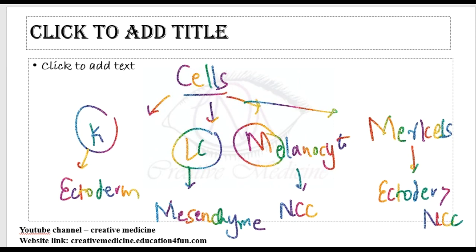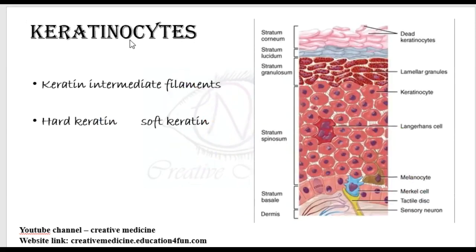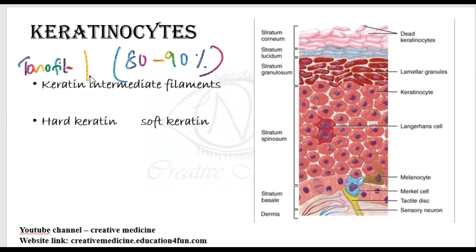First type of cell is keratinocytes. Keratinocytes are seen in 80 to 90%. So keratinocytes constitute 80 to 90% of epidermis. Keratinocytes contain tonofilaments or keratin intermediate filaments. Tonofilaments contain keratin, which can be either hard keratin or soft keratin.